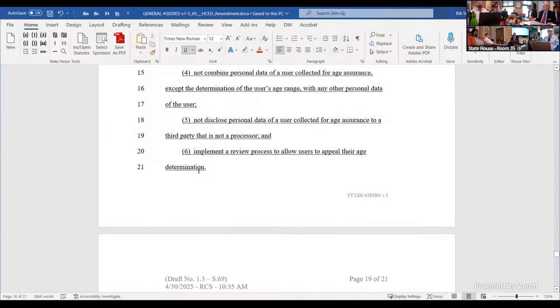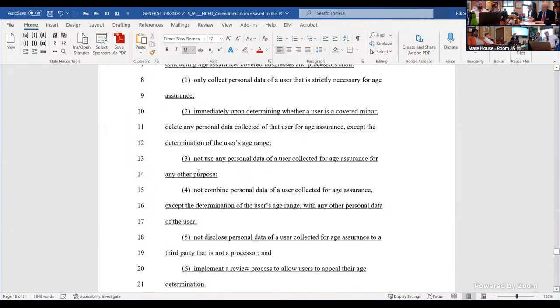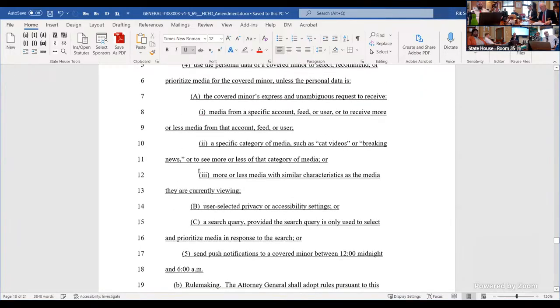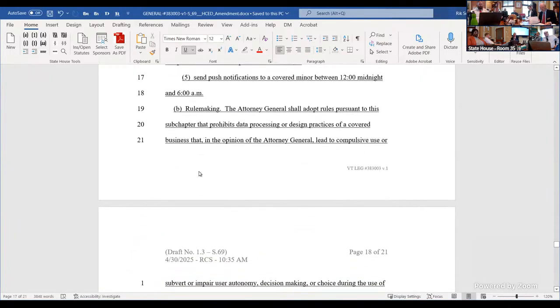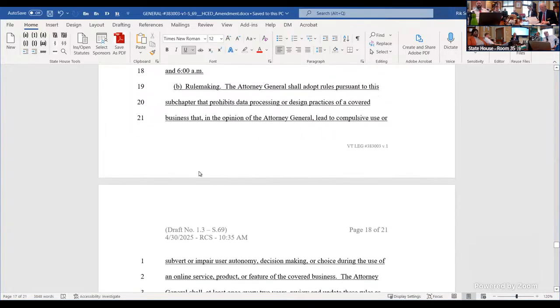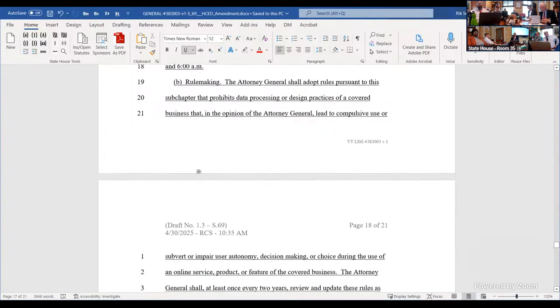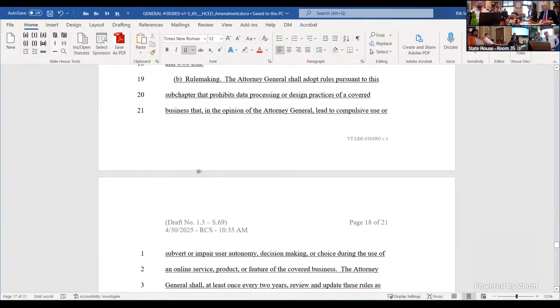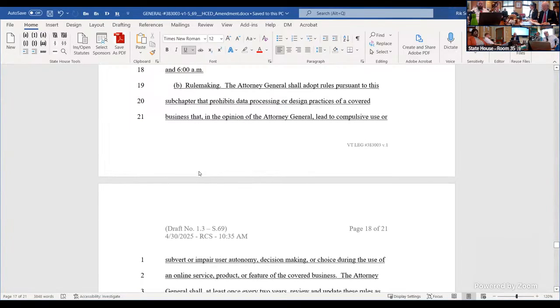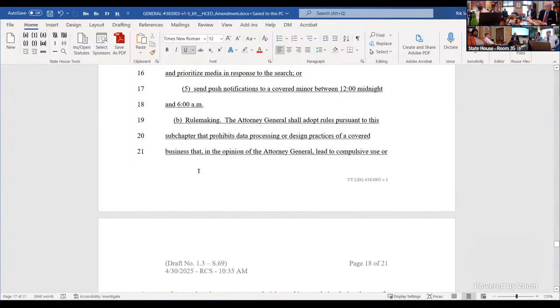I have a question. Going back a little bit to the AG rules, I remember in the definition, covered minor, it refers to age assurance methods in the rules adopted by the AG. Where exactly is the age assurance method in the rule? Is that embedded in here somewhere? So they're given the rulemaking authority to develop what that is. It's very broad, because you're right, we have a definition of what this is, but it's up to the AG to determine what that method looks like.